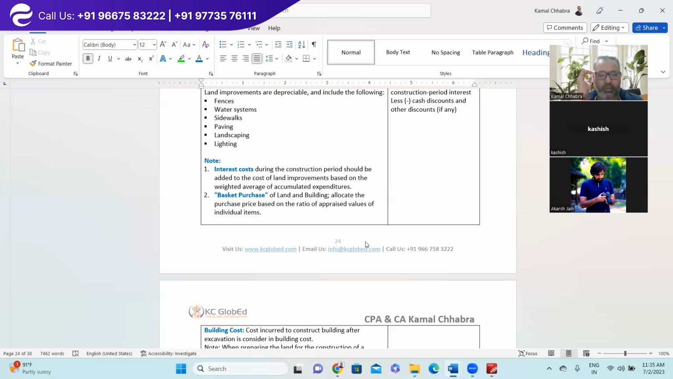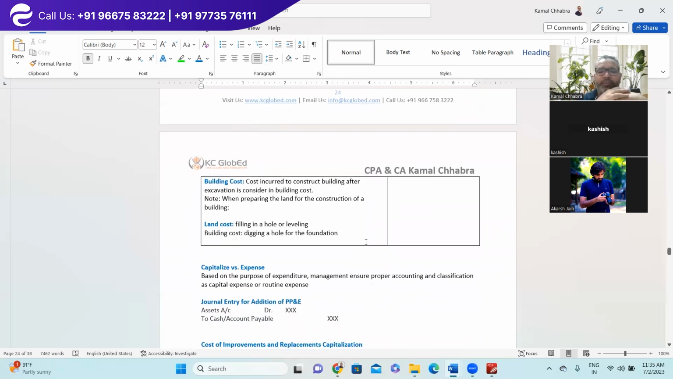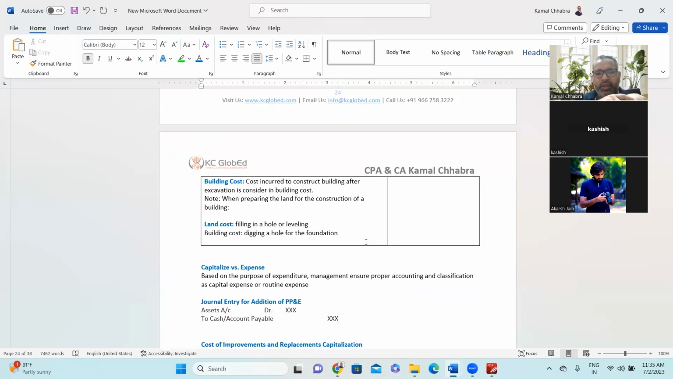Okay, so now this is all about land. Now coming to the building side. Cost which you have incurred for the construction of the building after excavation is considered as building cost. When preparing the land for construction, land costs include filling of holes and leveling. Building costs include digging the hole and foundation. These are a few things for exam perspective you need to keep in mind.